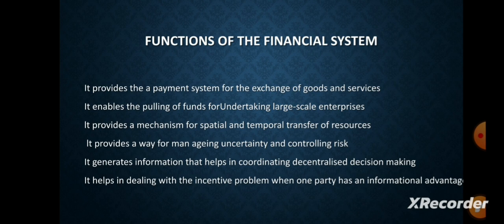Transfer of resources. The financial system facilitates the transfer of economic resources across time and space. As Robert Merton says, a well developed, smooth functioning financial system facilitates the efficient life cycle allocation of household consumption and the efficient allocation of physical capital to its most productive use in the business sector.